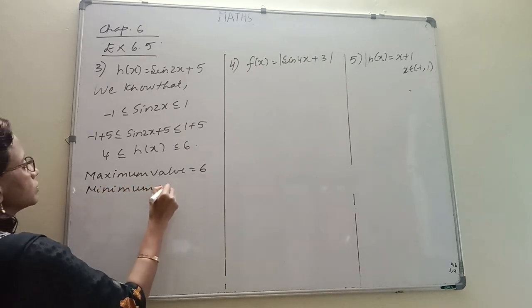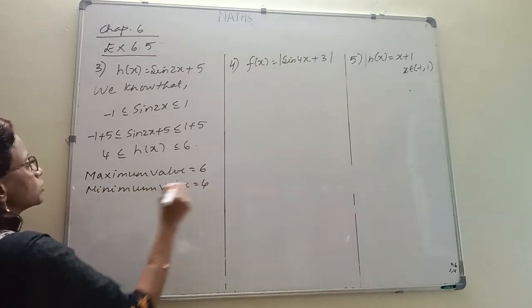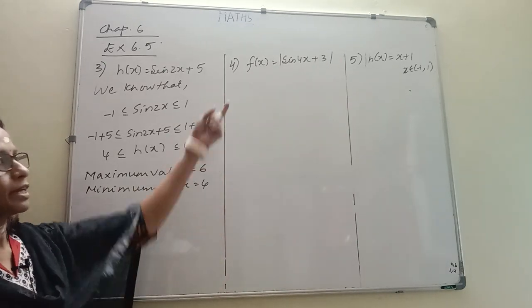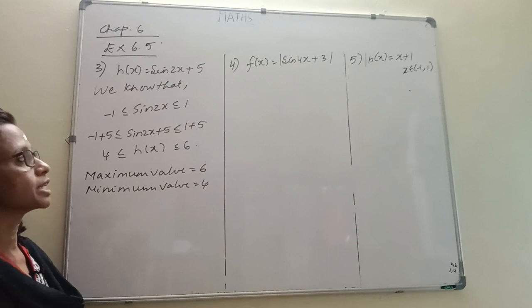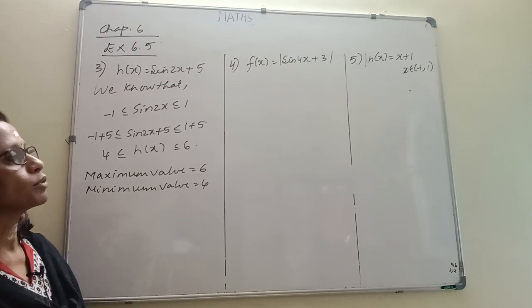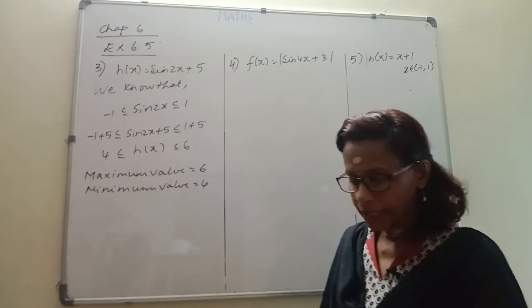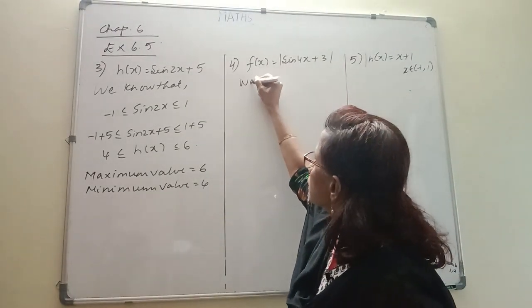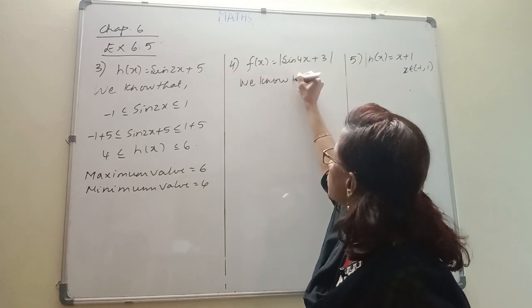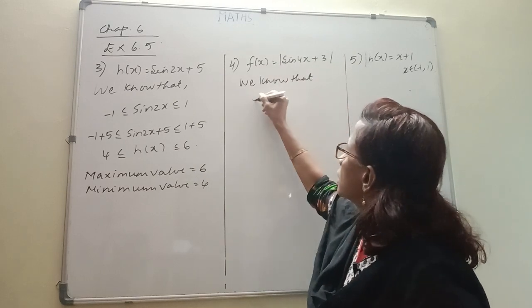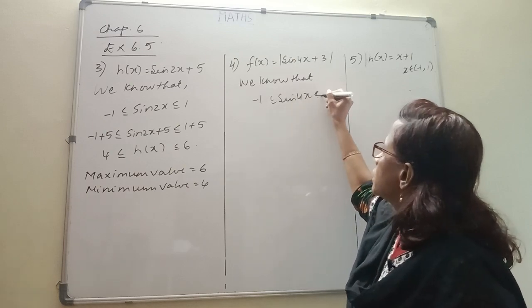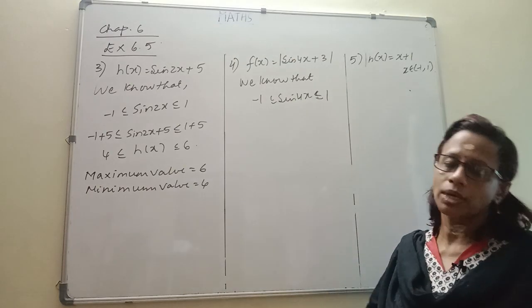It's very clear. Very easily we could get it just by using the logic that sine value is always between 1 and -1. Same idea we are going to use in the next problem also, which says that f of x is sine 4x plus 3. Since we know that sine is always between -1 and 1, we will use that idea. We know that sine of 4x, because it's 4x, will always lie between -1 and +1.